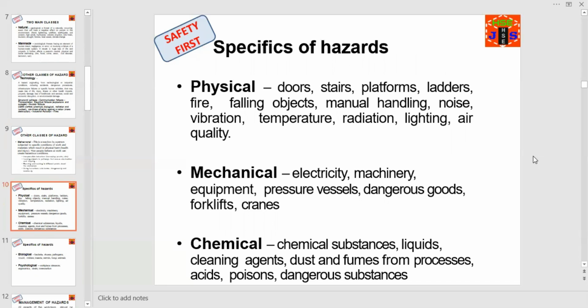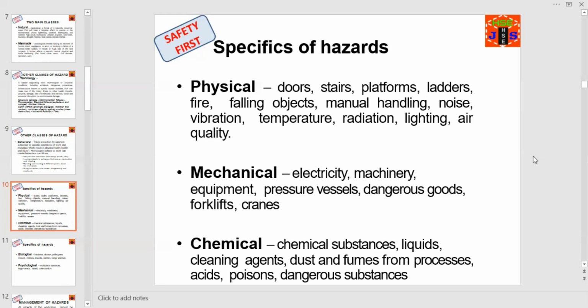Dear friends and fellows, let us discuss the specifics of hazards. Mainly these are physical, mechanical, chemical, biological, and psychological. Let us discuss each type one by one. What are the physical hazards? Doors, stairs, platforms, ladders, fire, falling objects, manual handling, noise, vibration, temperature, radiation, lighting, and air quality. These all are the examples of physical hazards.